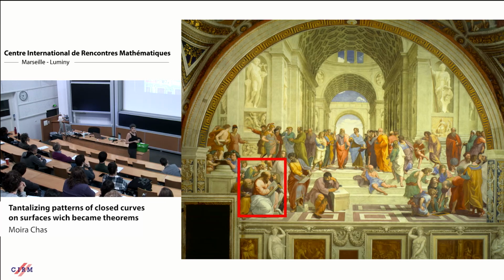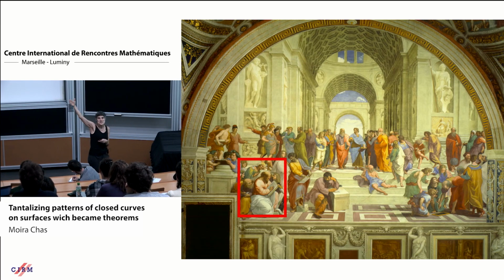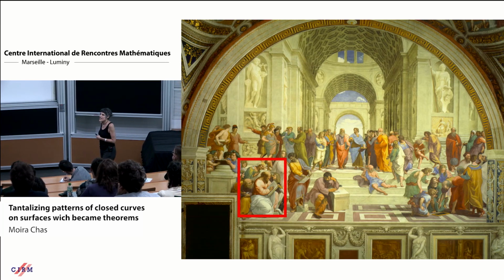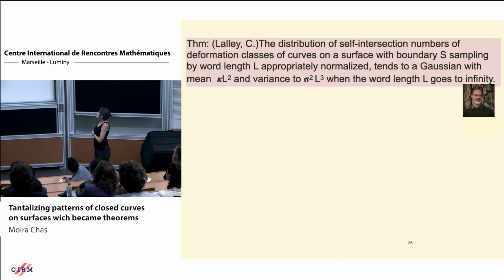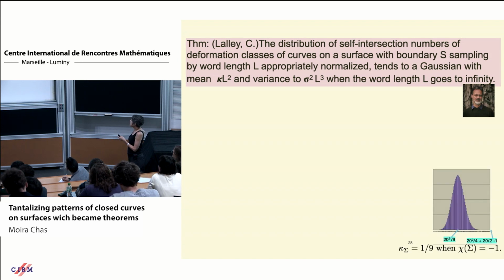And he answered, I don't think so. So I sent him the picture from before, the perfect Gaussian that I got in the previous slide, and he answered, let's prove it. And we did. So we proved that the self-intersection number of curves is a Gaussian. We compute the mean and the standard deviation.